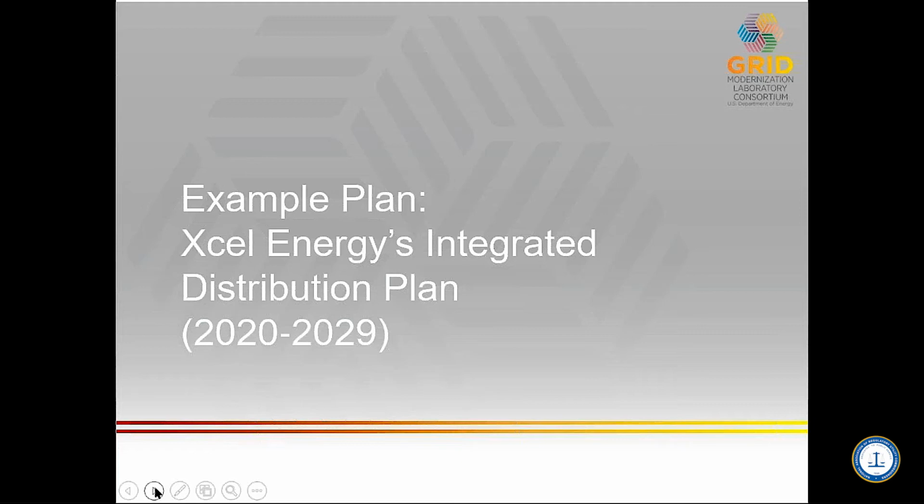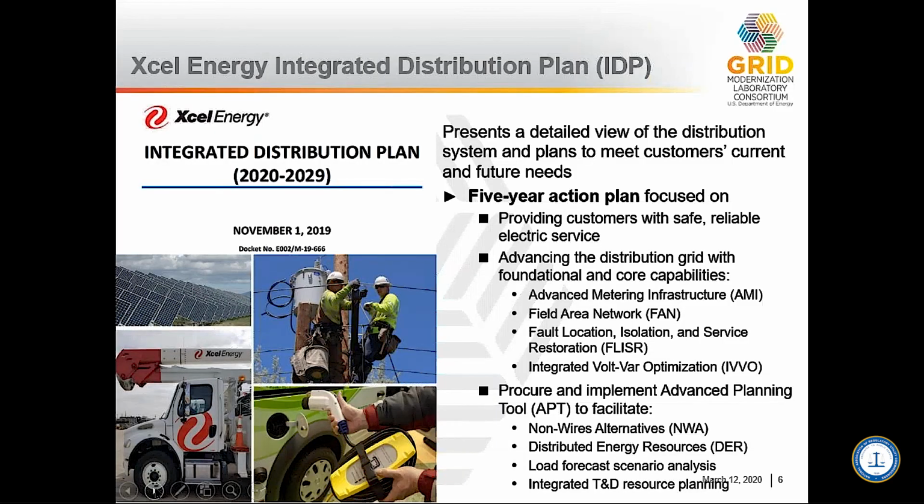So the 5-year action plan on the next slide was developed to drive the grid investment decisions for the utility over the 5 years from November 1, 2019. The plan is focused on providing customers with safe, reliable, and affordable electric service. In fact, this is basically the mandate from Xcel that the backbone of our distribution planning is to keep the lights on safely and affordably. It's a nice tagline, but it kind of encapsulates everything they do.